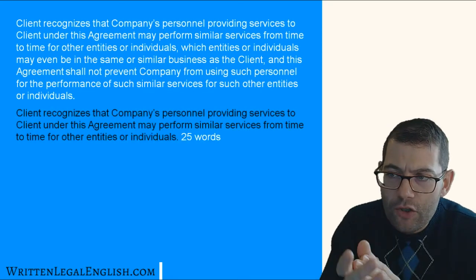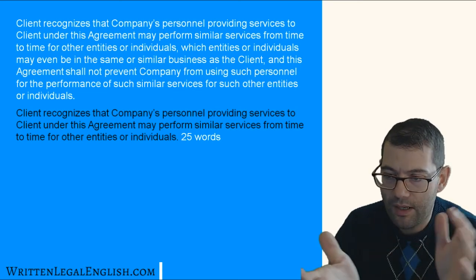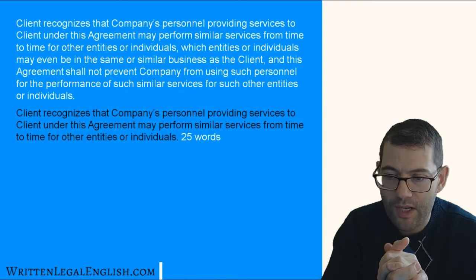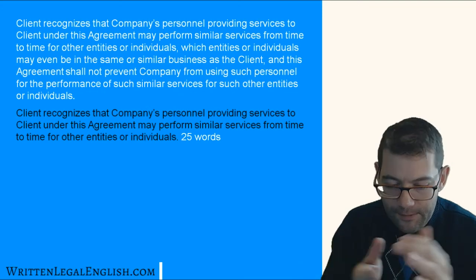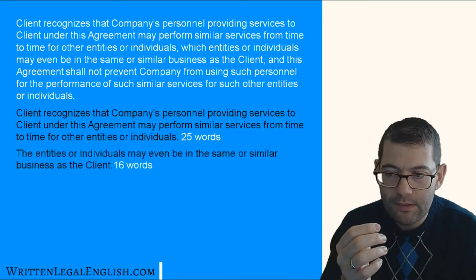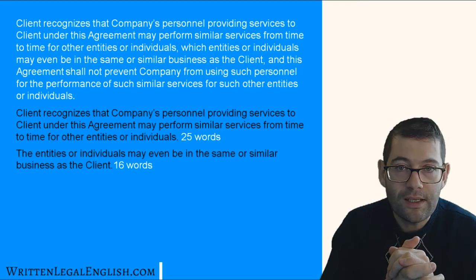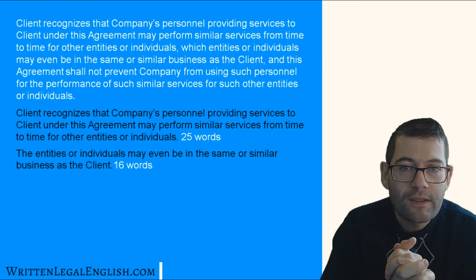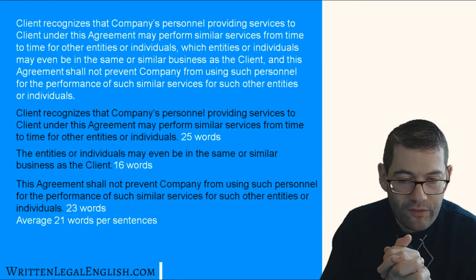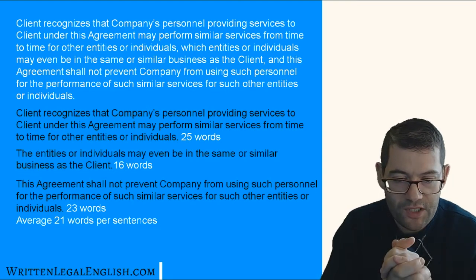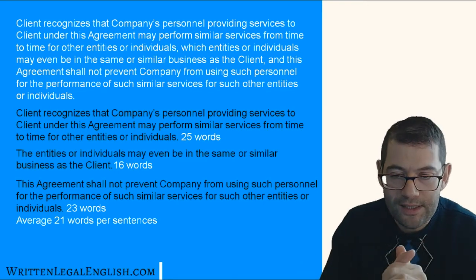The first sentence could be this: Client recognizes that company's personnel providing services to client under this agreement may perform similar services from time to time for other entities or individuals. 1 point, 1 sentence. The next sentence: The entities or individuals may even be in the same or similar business as the client. 1 point, another sentence. This agreement shall not prevent company from using such personnel for the performance of such similar service with such other entities or individuals. Another point, another sentence.